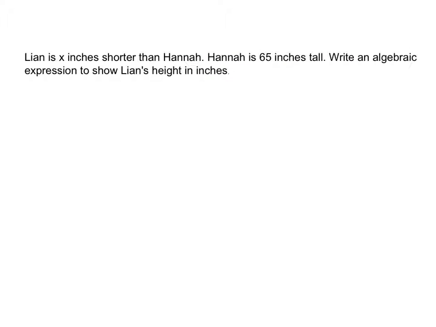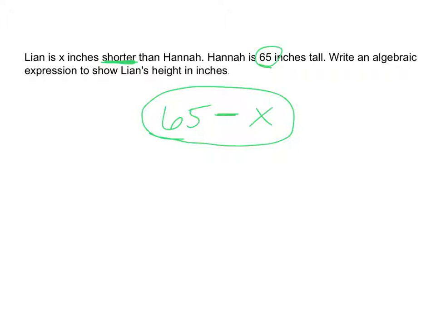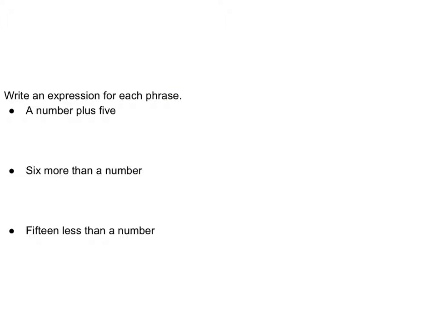Leon is x inches shorter than Hannah. Hannah is 65 inches tall. So write an algebraic expression that shows Leon's height in inches. So if Leon is shorter than Hannah, we're going to want to take Hannah's height of 65 and then subtract from it x, because we want the number for Leon to be smaller than Hannah's, so we want to take 65 minus x. Go ahead and pause the video and write an expression for all 3 of these.